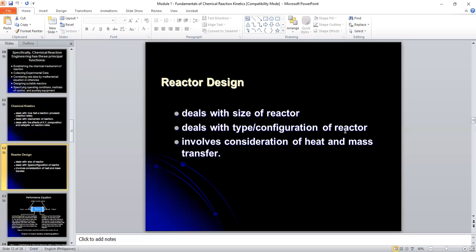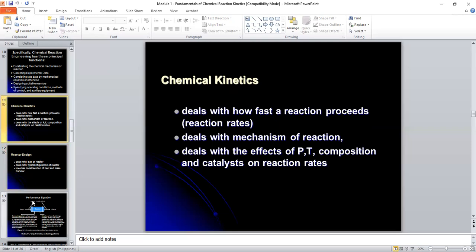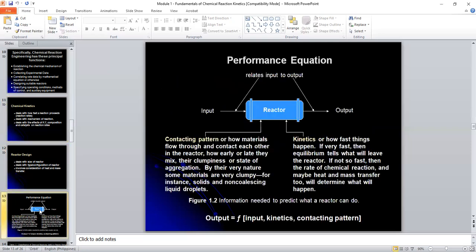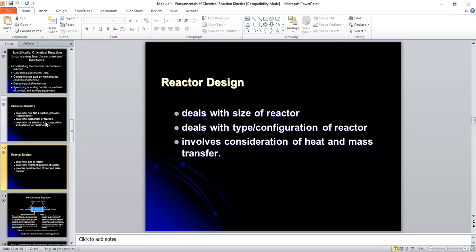Now, it also involves consideration of heat and mass transfer. This is towards the end when we quantify temperature effects in our reaction. This part, the effect of heat and mass transfer in reactor design, is normally given as a final requirement to students. We'll see in your time now if we can have it discussed based on your pacing. Okay, so this is reactor design and this is kinetics. Now, there is a mention here about the performance equation.